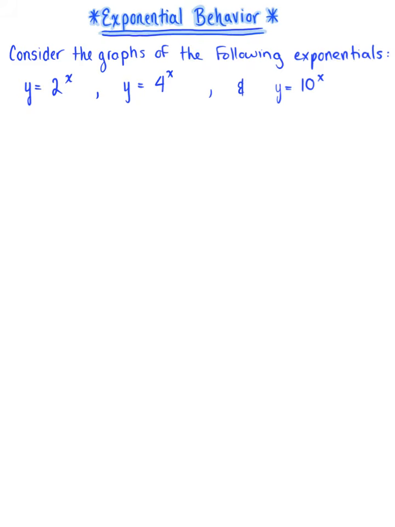So we have the exponential function base 2, or y equals 2 to the x. We have the exponential function base 4, or y equals 4 to the x. And we have the exponential function base 10, or y equals 10 to the x. To consider the graphs of these exponential functions, let's start by creating a table of values, and then we'll plot the points.